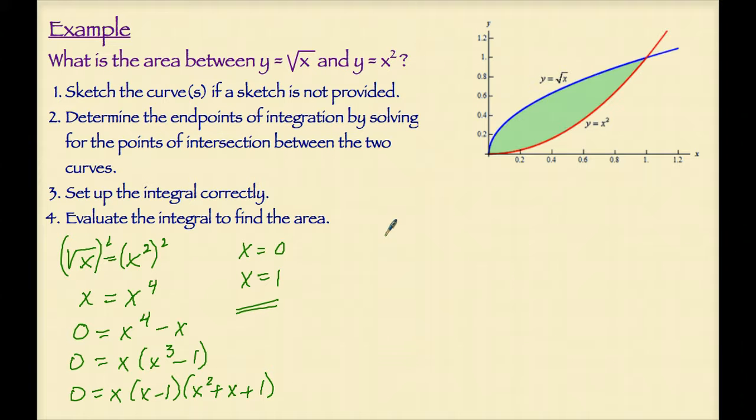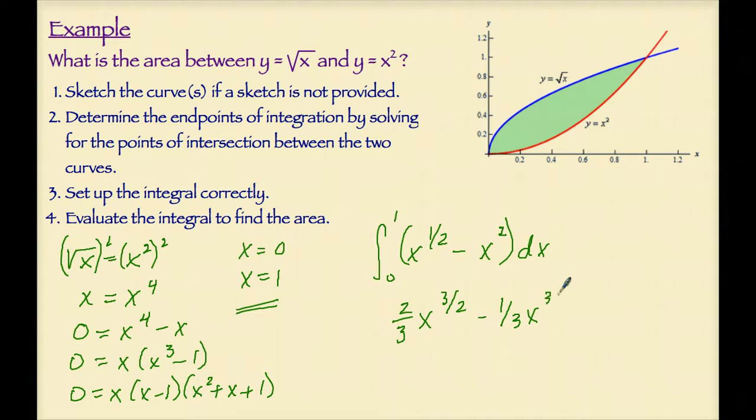Now let's set up the integral correctly. We're going to integrate from 0 to 1, and the function on top is the square root of x, which I'll write as x to the 1/2, minus x squared dx. This becomes 2/3 x to the 3/2 minus 1/3 x cubed from 0 to 1. When I put 1 in for x, I get 2/3 minus 1/3. And since putting 0 in for x here doesn't give us any further calculation, my answer is 1/3. That's the area between these two curves.